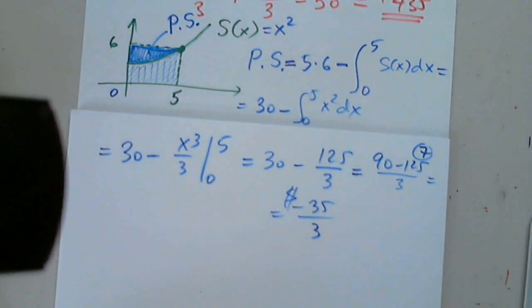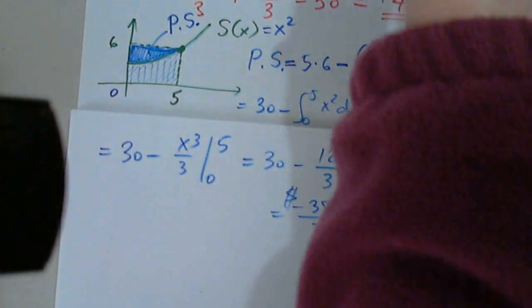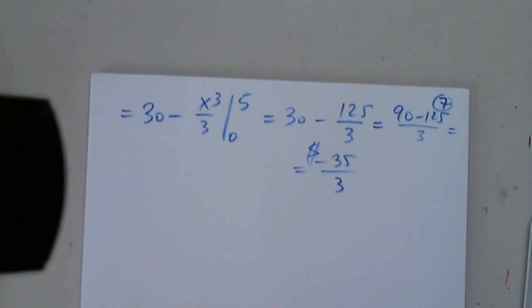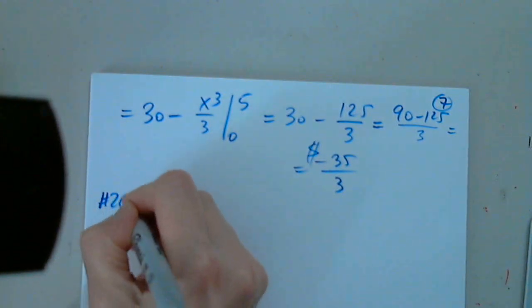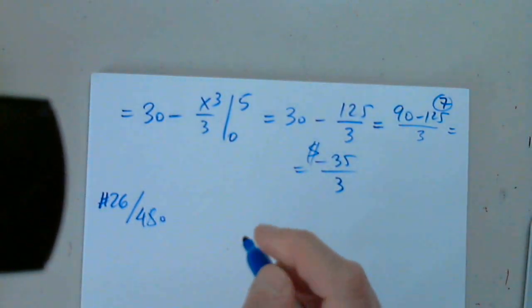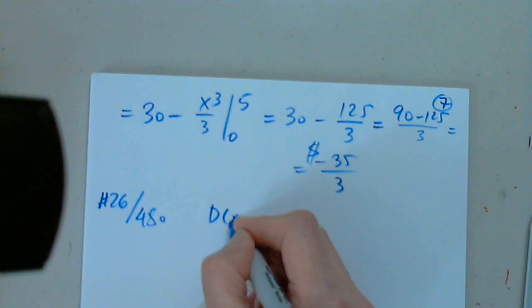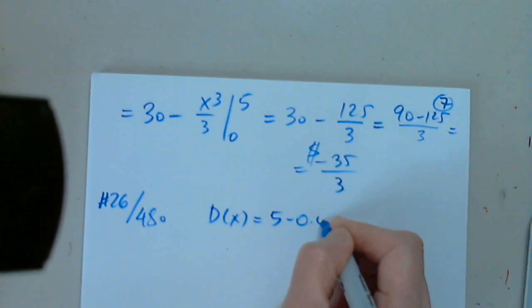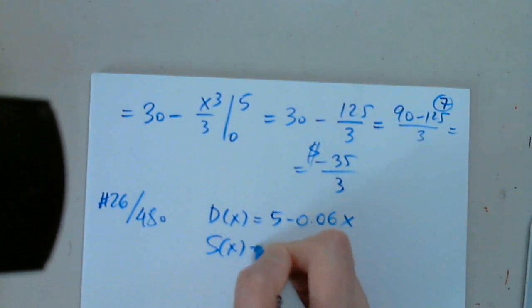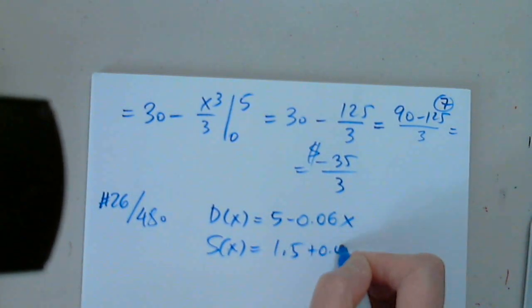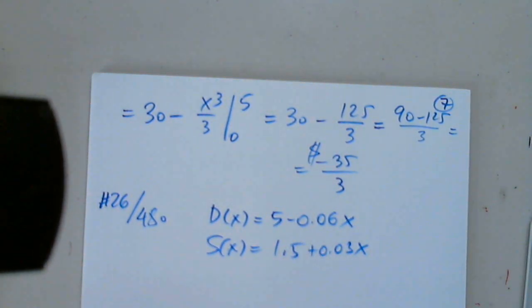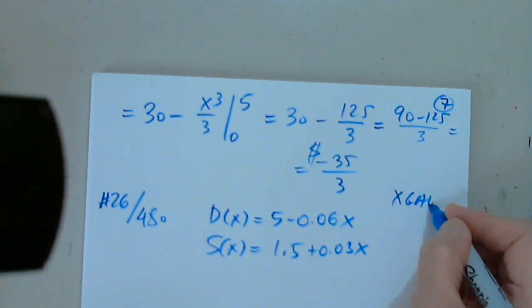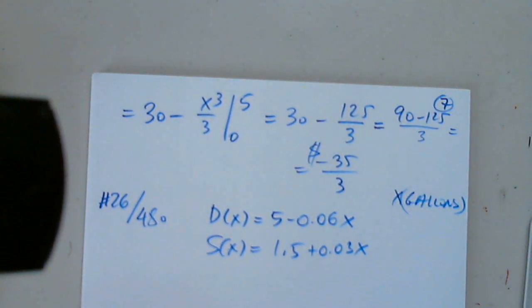Okay, so let's look at the 26. Let's look at the equilibrium point, the consumer surplus and producer surplus at the equilibrium point. All we need to do is copy those two functions. So 26, and this is on page 480. We have the demand function, 5 minus 0.06x, and the supply function 1.5 plus 0.03x. X is in gallons.